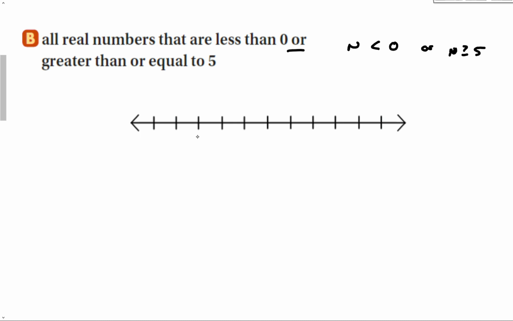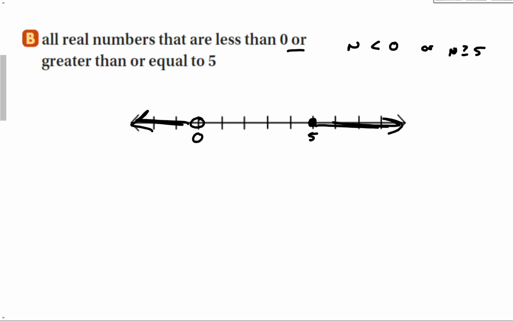Okay, I'll start 0 right here. 1, 2, 3, 4, 5. Okay, this one is going to be an open circle, and it is going to go to the left. And this one is going to be a solid dot and go to the right.